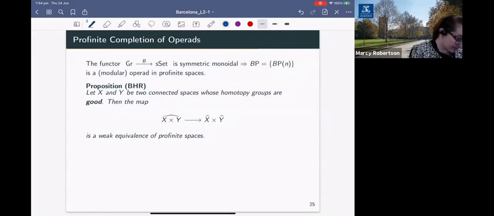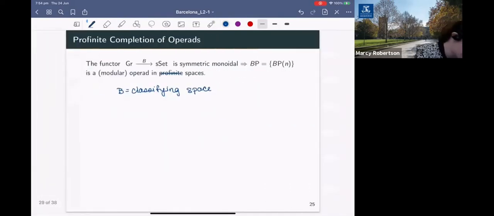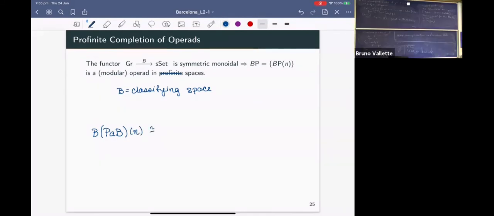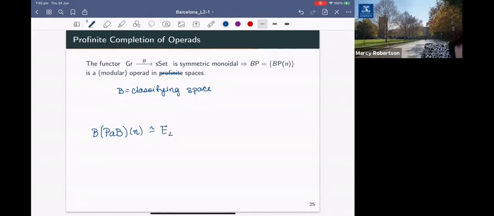Maybe I want to say a little bit about this. It was mentioned a couple of times during the lectures that if you take the classifying space of the parenthesized braids, at each n, this is equivalent to the space of little discs, for the little 2 discs operad. So the classifying space of PAB, the whole operad, is the little 2 discs operad.